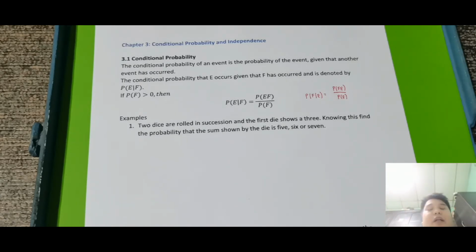Okay, so ito yung scenario. Nag-roll ako ng dalawang die. Sa unang roll ko ng die, ang lumabas ay 3. Ngayon, ano yung probability na yung sum, after ko ma-roll yung isa? Una, na-roll ko yung una. Pagka-roll ko ng pangalawa, ang goal ko lang is yung sum ng dalawang number na lumabas sa dalawang die. What is the probability that the sum shown by the die is 5, 6, or 7? Meaning, given na 3 yung isa, ano yung mga possible output dito sa kabila? Na mag-5 siya, na mag-6, or mag-7. Ano mga number yun? Para mag-5 siya, dapat 2. Para mag-6 siya, dapat 3. Para mag-7 siya, dapat 4.